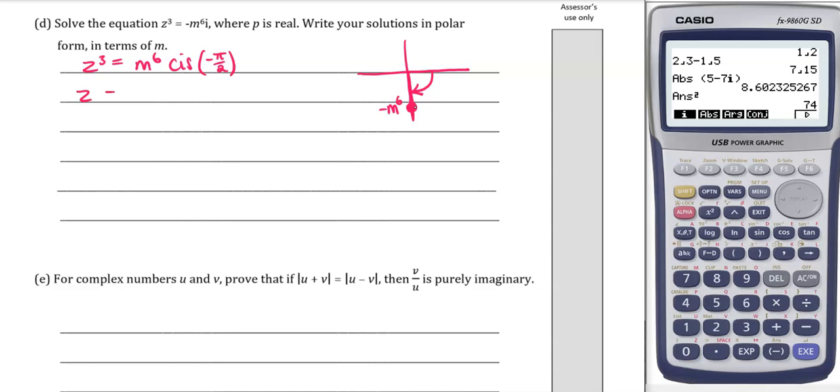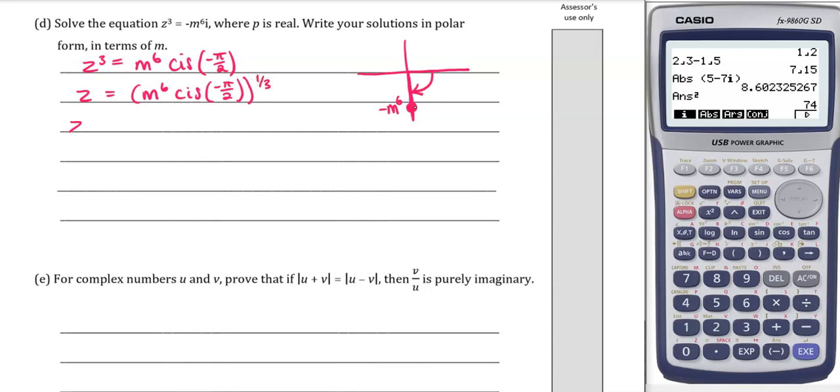So then z will be equal to m to the 6 cis negative pi by 2, to the power of a third, so the cube root of that. We need to find all the possible ones that we have here. We just missed a bracket. Okay.